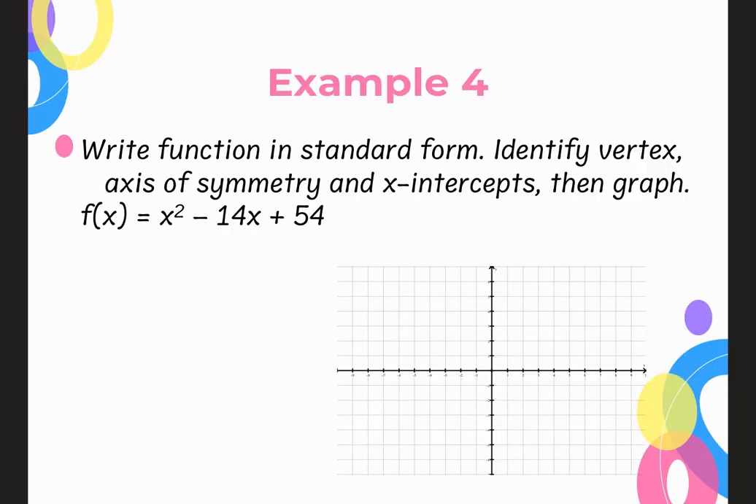All right. So it says write the function in standard form. Again, AKA complete the square. And then we're going to go through all the parts that we already did: identify the vertex, axis of symmetry, intercepts, and graph.